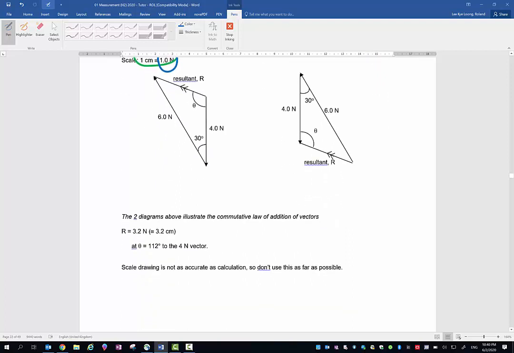This method is a thing of the past. So know this: if for some reason Cambridge tells you to solve that question using an accurate scale diagram, this is the way to do it.